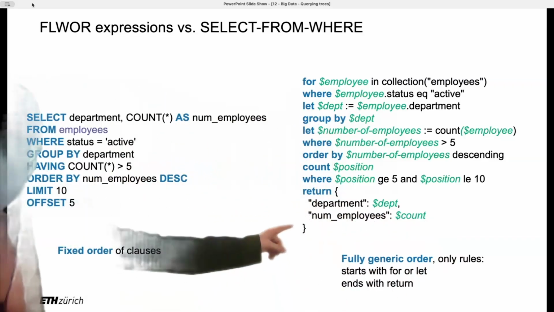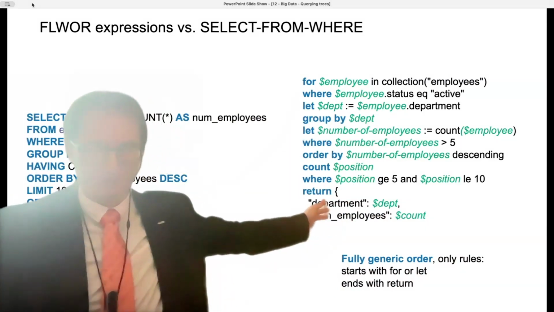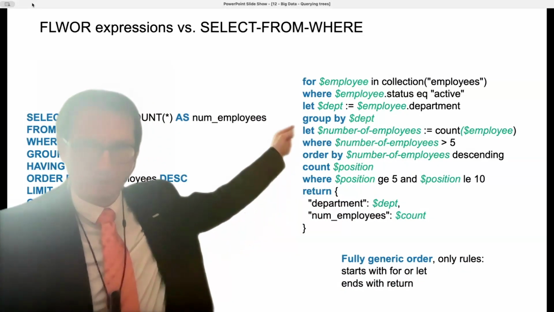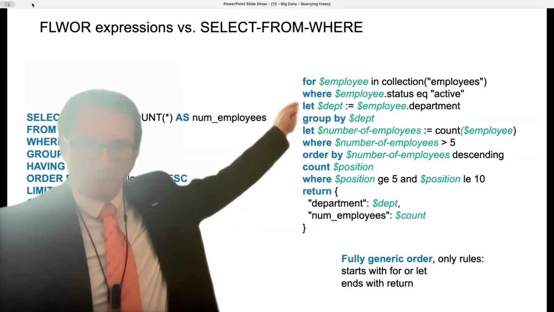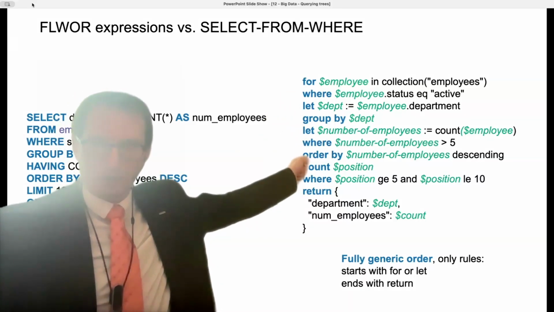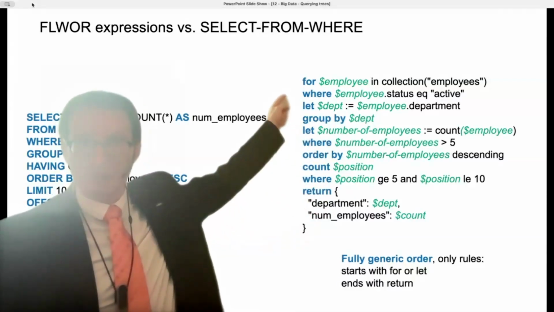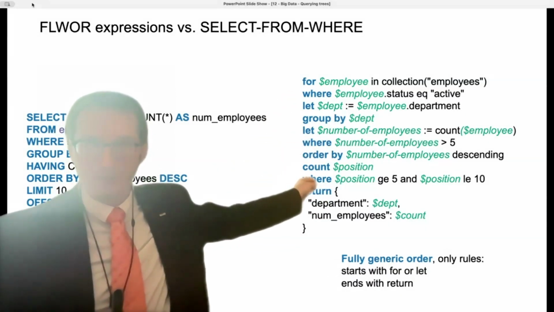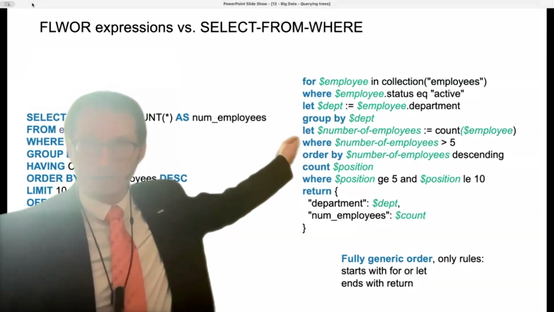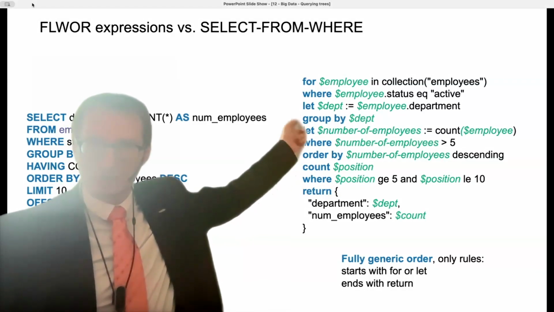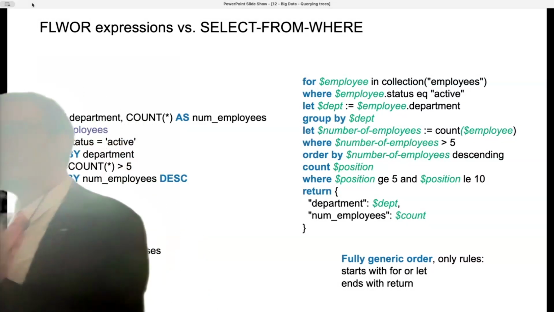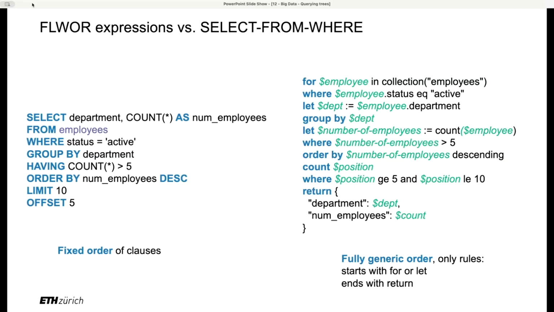In XQuery and JSONiq, that's a W3C standard, so that's also in XQuery. You see here: for, where, let, group by, let, where, order by, count, where, return. It's really generic. You can put them in any order. You have a where here, a where here, a where here, a let in the middle here, a group by. So it's completely flexible. There's just two conditions.